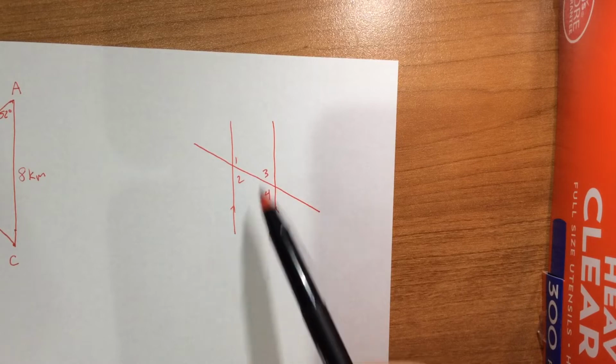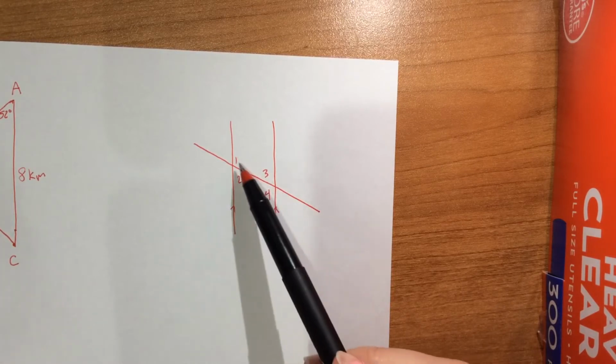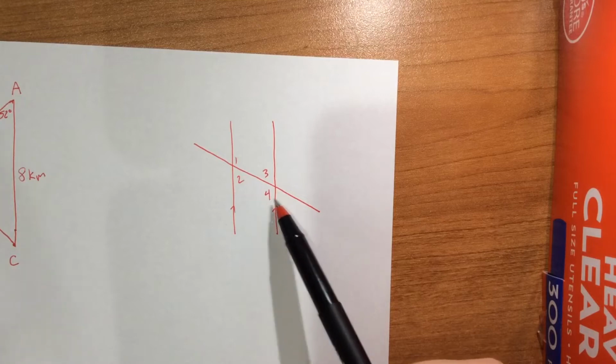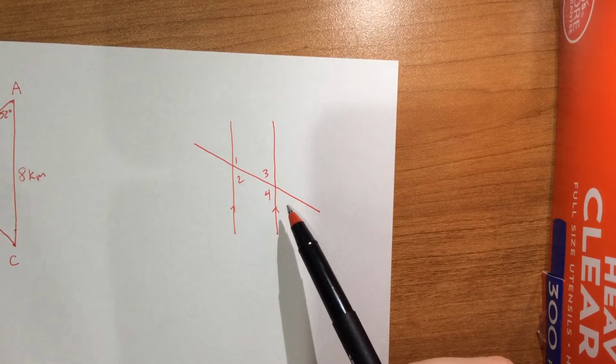2 and 3 are called alternate interior angles, and alternate interior angles are congruent. So 1 will have the same measure as 4, 2 will have the same measure as 3. That's the first thing we need to remember.